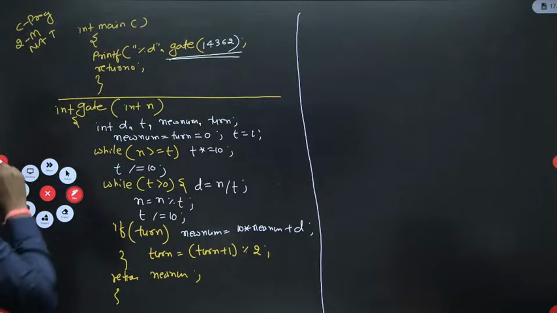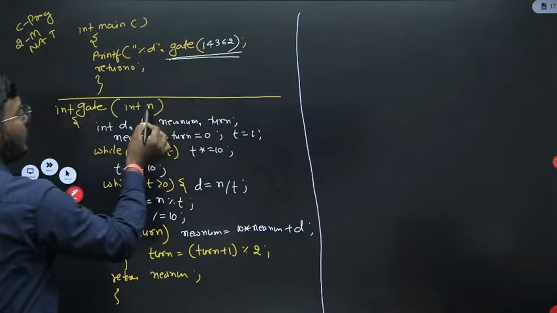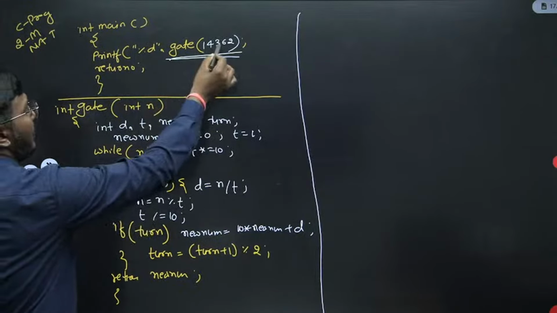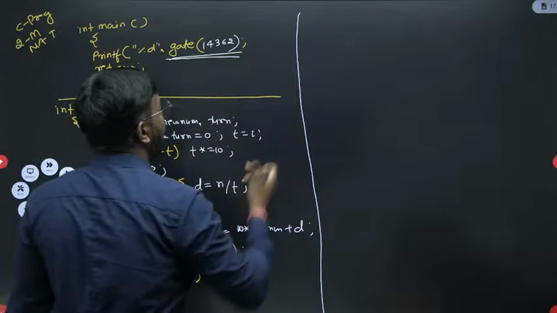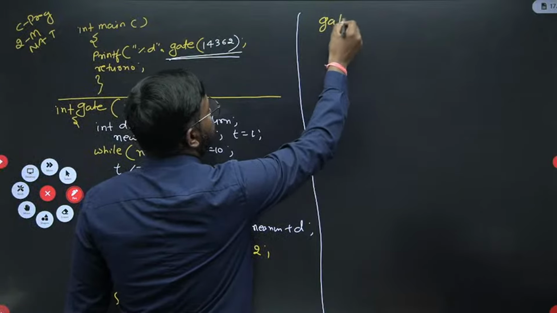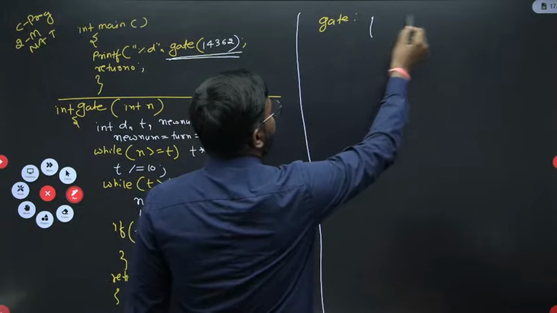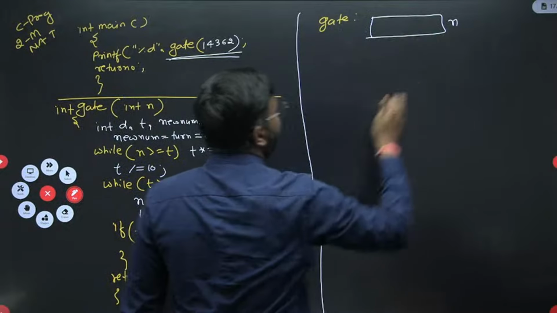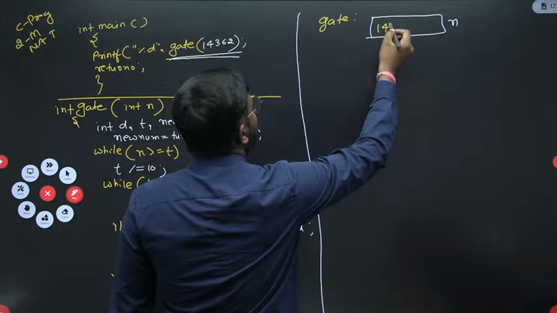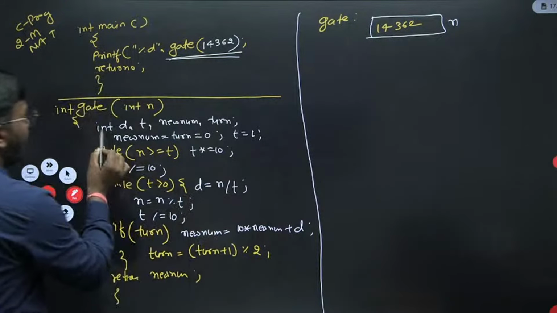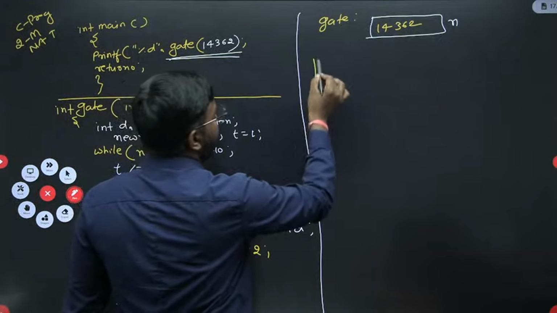Fine, done. So we are calling this get function with n equal to, so we are passing this value here, 14,362. Now this value will be stored inside this n. Getting my point here? So in the get function, a variable n will be created, and in that this value 14,362 will be stored.